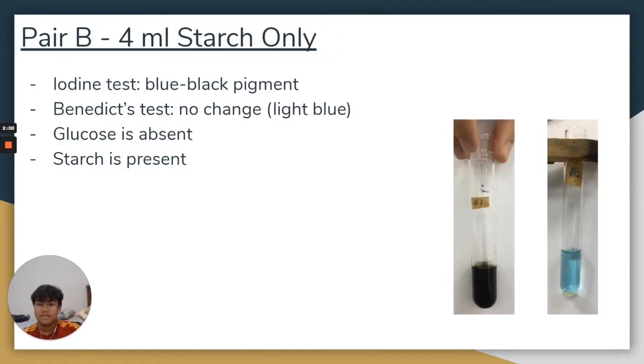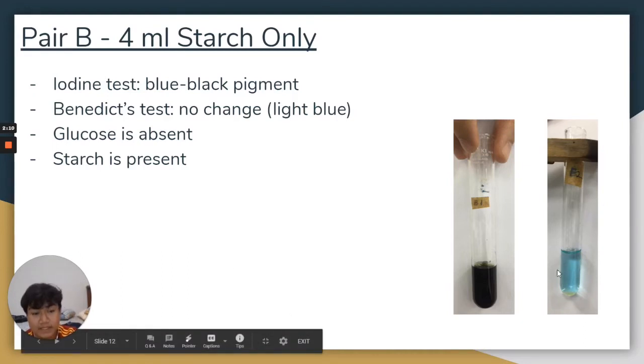For pair B, 4 milliliters of starch only is tested. In the iodine test, it turns into a blue-black pigment, while for the Benedict's test, there is no change. It remains light blue. So from here, we can infer that glucose is absent, as there's no change in the Benedict's test, while starch is present, as it turns the iodine into a blue-black pigment.